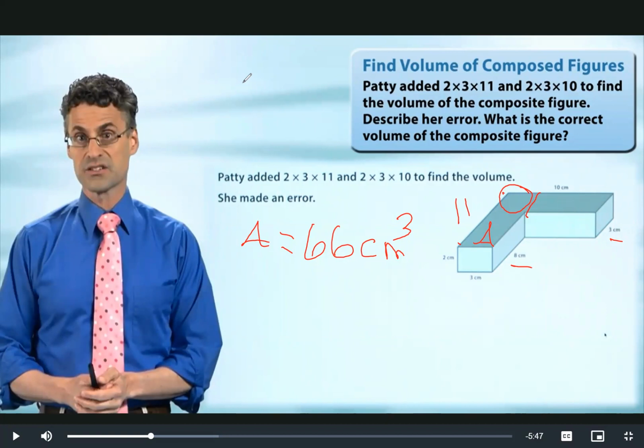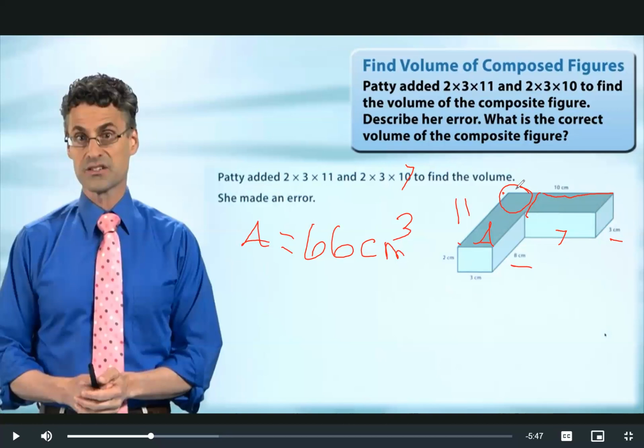Let's take a look at what our dimensions are. Well, we know this length is not going to be 10 anymore because we cut part of that off. We cut this part off. How much did we cut off? If this little piece is 3 centimeters, then this piece is 3 centimeters. What is 10 minus 3? It's going to be 7, right? So for this one, the length is 7, not 10. It's 2 times 3 times 7. That's her mistake.